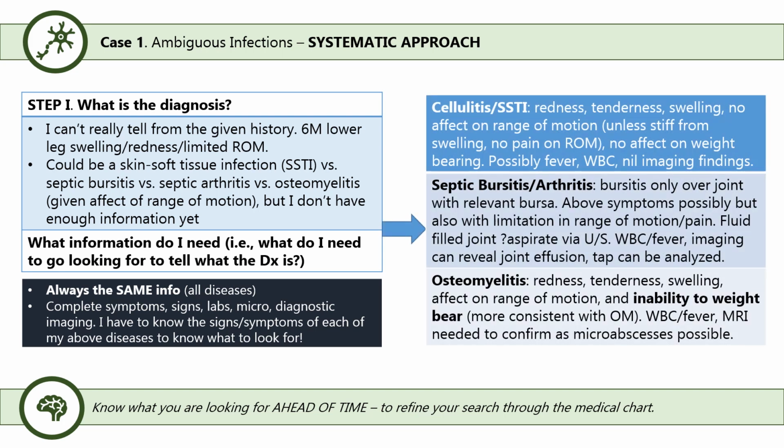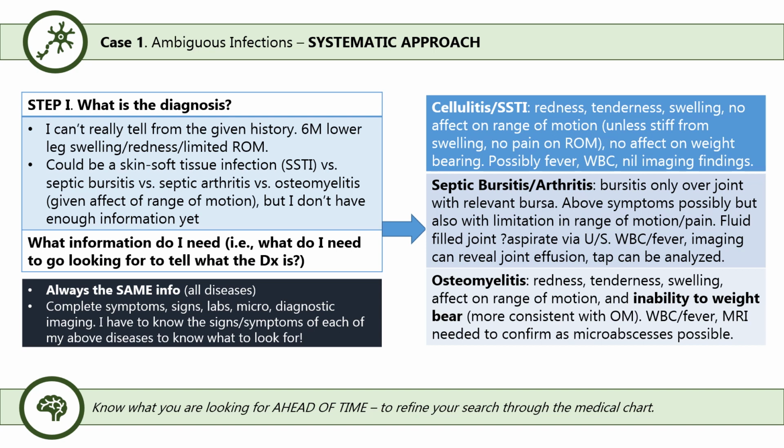First, if this was a cellulitis or SSTI, I'd expect redness, tenderness, swelling, but no range of motion issues unless the limitation is simply due to local stiffness from swelling. I'd expect no problems with weight bearing and nil imaging findings. Second, if this was septic bursitis, I'd expect involvement over an area with a relevant bursa. For septic arthritis, I'd expect similar findings as cellulitis, but also with range of motion problems, possibly pain, and a joint filled with an effusion, which may have been tapped already for fluid analysis.